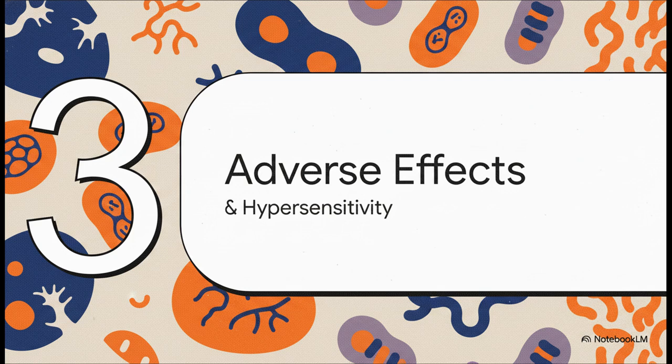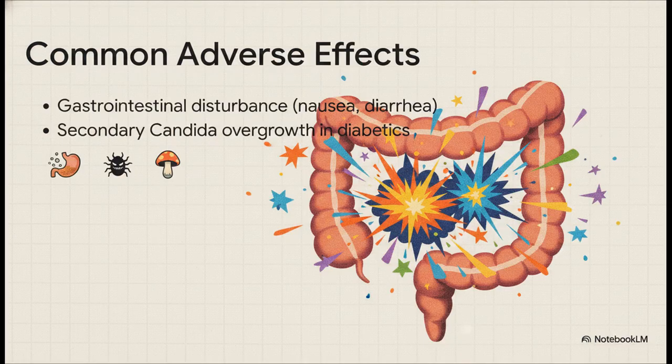Section 3. Adverse effects and hypersensitivity in practice. We know these mechanisms are incredibly potent, but they inevitably cause collateral damage in our patients. We generally divide adverse drug reactions into two main buckets. Type A reactions are predictable pharmacological effects that are dose-dependent, things like GI toxicity. Type B reactions are the idiosyncratic, immune-mediated responses, like allergies, which are totally independent of the dose.